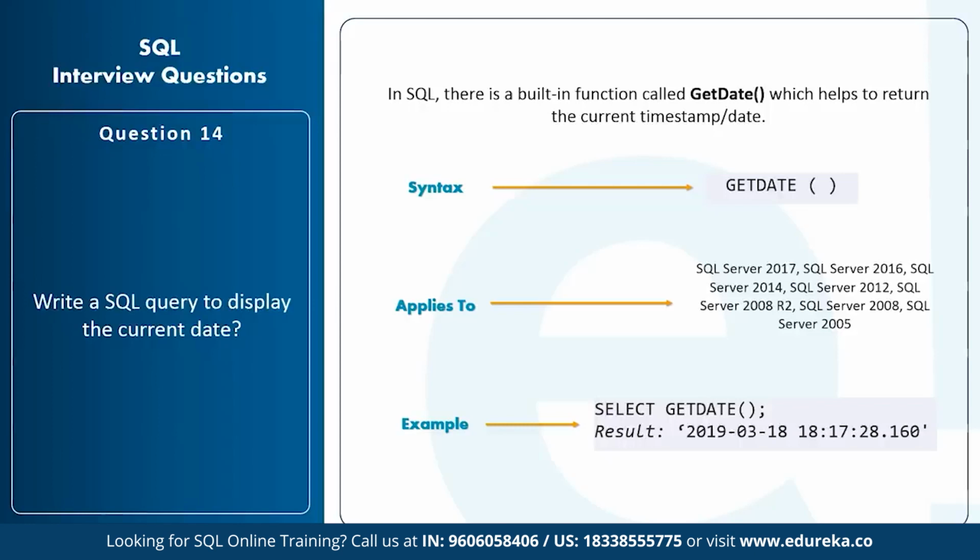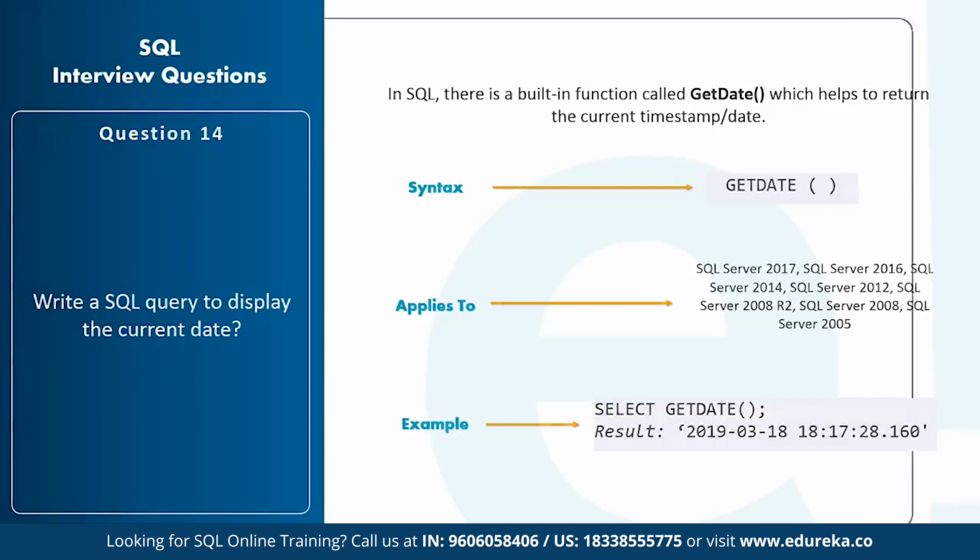Now, if you have to give an example to the interviewer about how to write a query to display the current date, you can just mention the query like, SELECT GETDATE(). When you execute this particular query, you would see an output where the current date and time are displayed. So that's how you can write a query to display the current date.